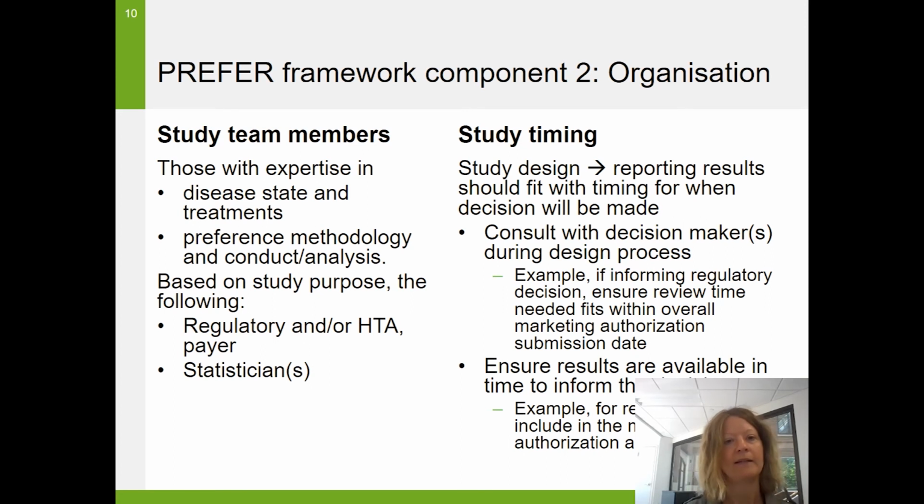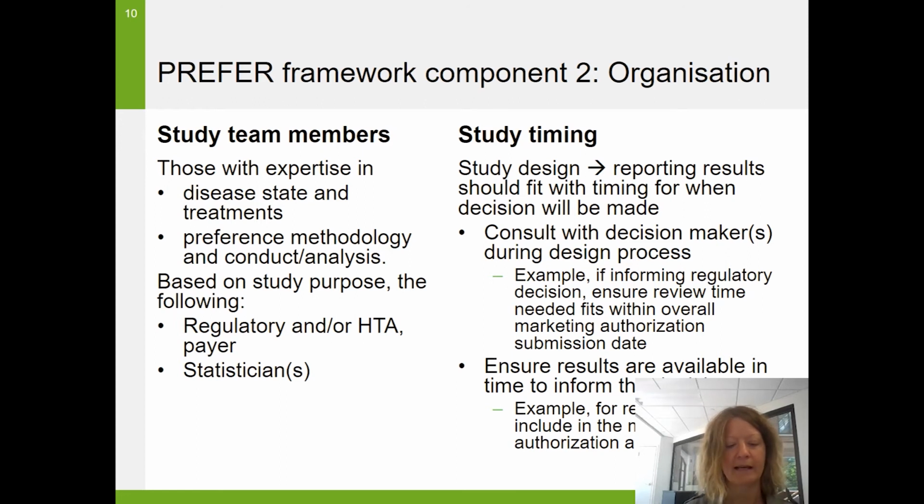Now moving on to component 2, organization. Briefly, as indicated on this slide, you want to conduct studies with people who are intimately involved in the disease state or have knowledge of it and the associated treatments, as well as study team members who are well-versed in preference methodology. Depending on the study purpose, you may also want to include the regulatory and/or HTA body that will be informed about the preference study, as well as a statistician or someone who, of course, can analyze the data and help you best interpret it.